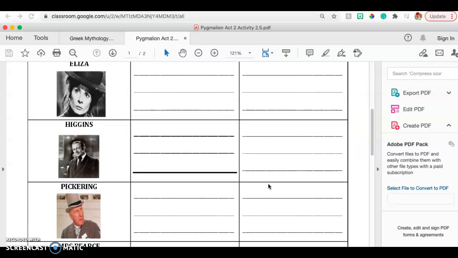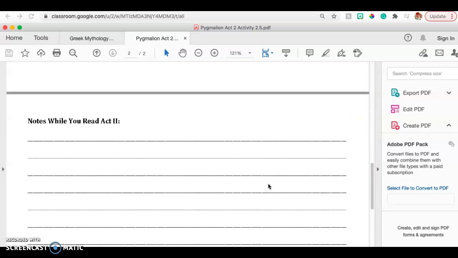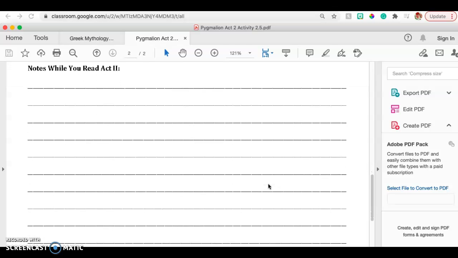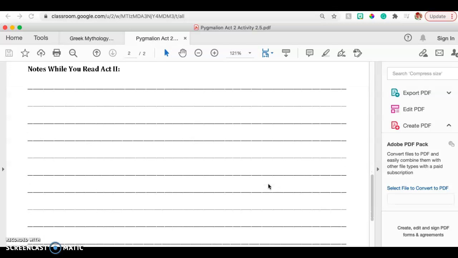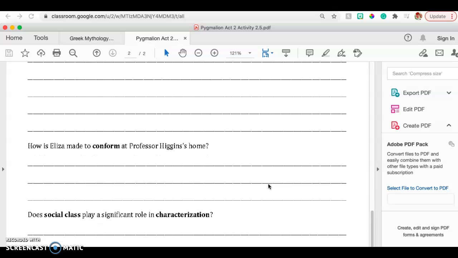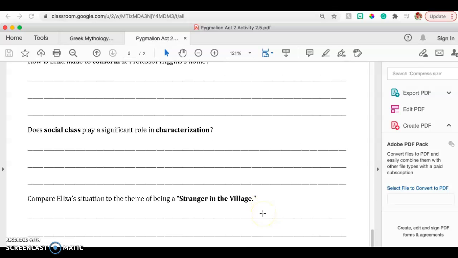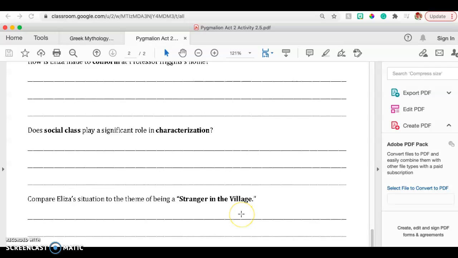The Act 2 questions is a worksheet, pretty self-explanatory. You're just going over who the characters are, and when it says notes while you read Act 2, this is where you summarize what's happening in Act 2. There will be a test over Pygmalion, and I will allow you to use your notes, i.e. these worksheets, if you filled them out. I'll allow you to print them and do that, okay? And then the last one here, compare Eliza's situation to the theme of being a stranger in the village.